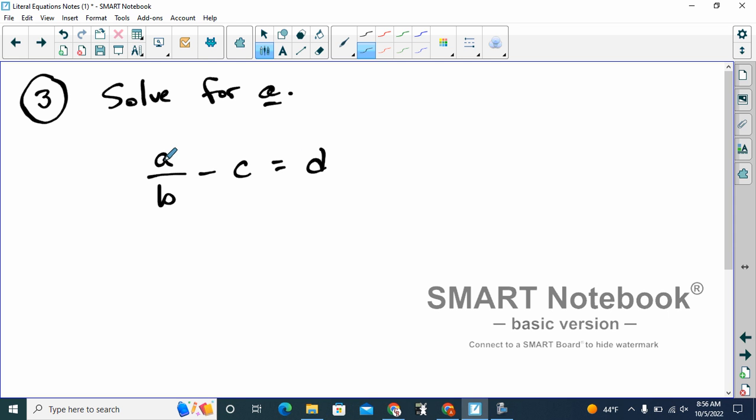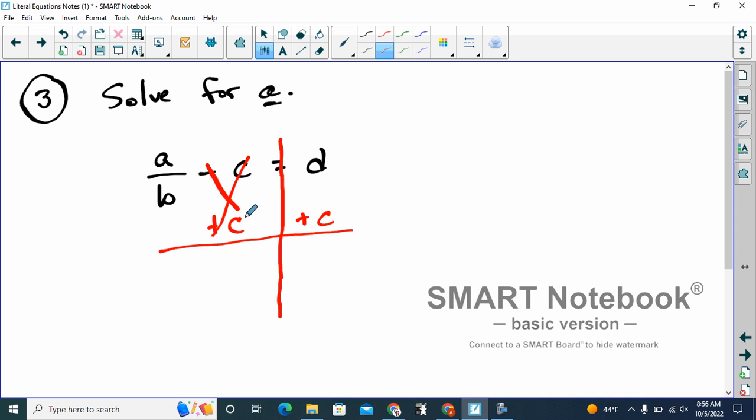Well, a is right here. Think through what's happening to a. If it helps to replace all the other variables, you certainly can do that off to the side. To a, we are first dividing by b and then subtracting c. So the last thing that happened was minus c. That's the first thing I need to undo. I undo subtraction with addition. Now it says a divided by b equals d plus c.